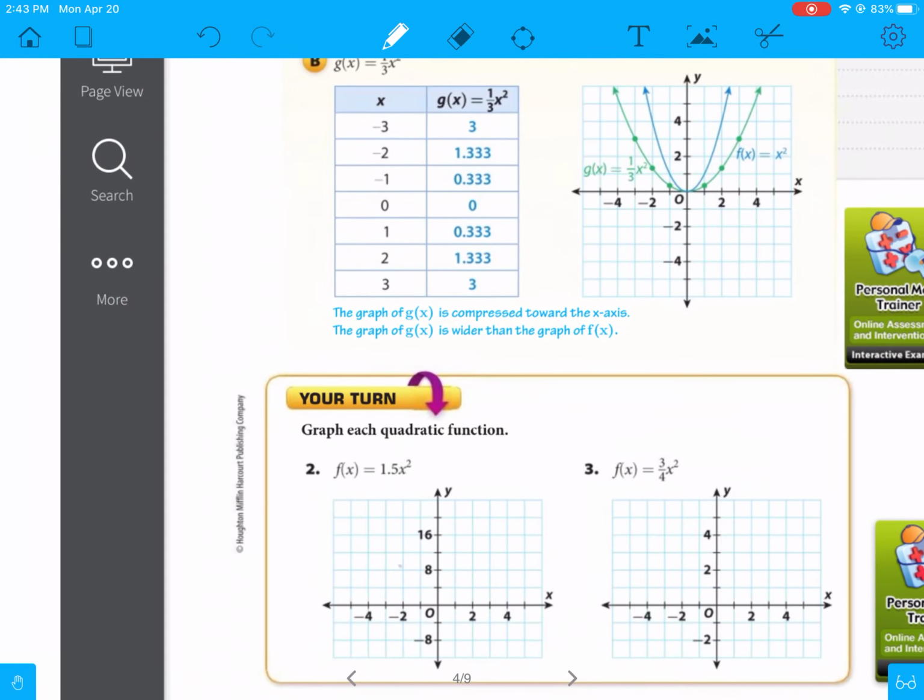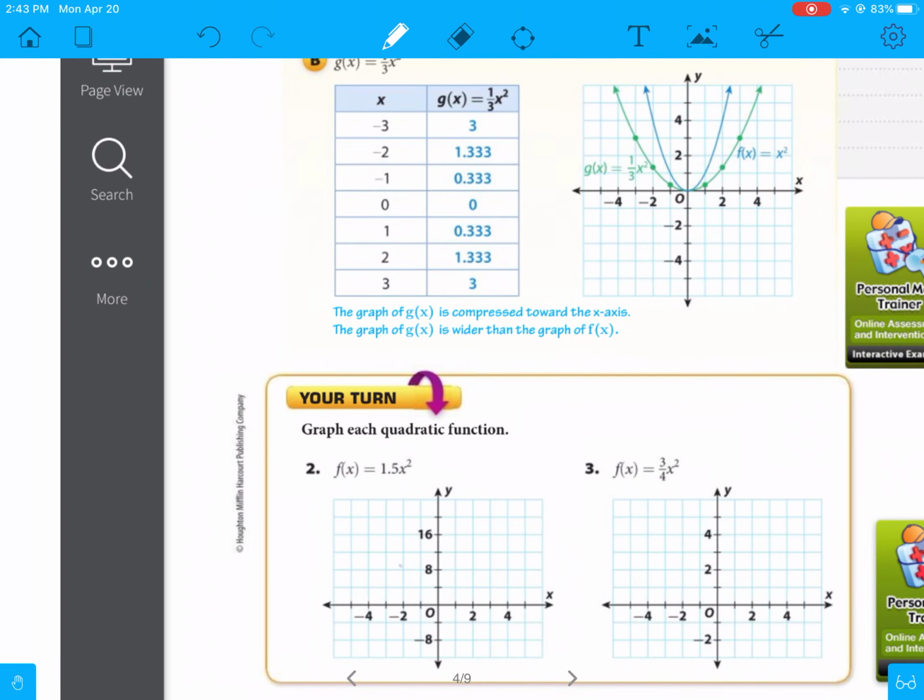So if you look at 2 and 3, all you're going to have to do is make an XY chart. So you can do X, Y, and I would do -2, -1, 0, 1, and 2. The 1.5 is greater than 1, so it's going to be vertically stretched. Number 3 should be compressed. So I'll let you guys answer those.